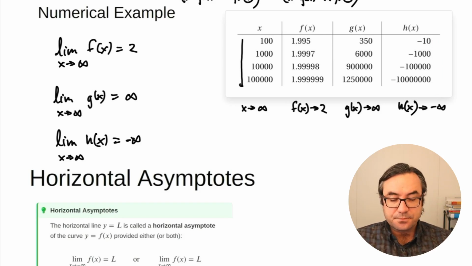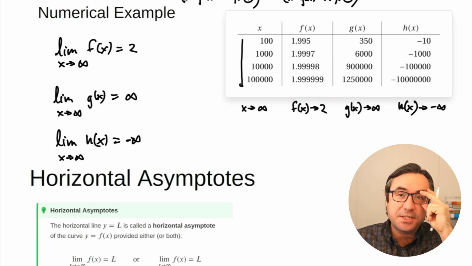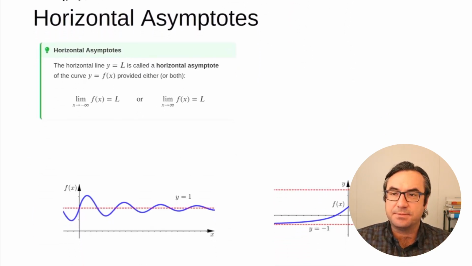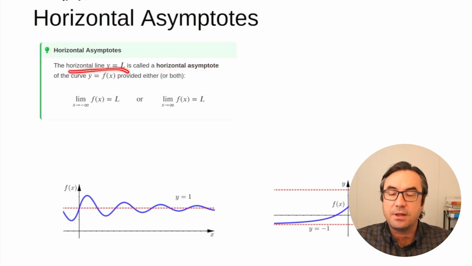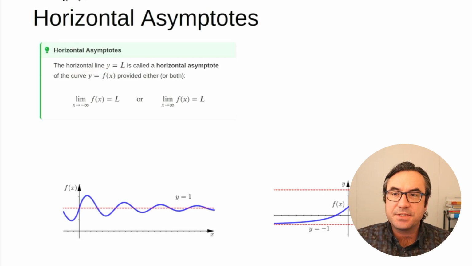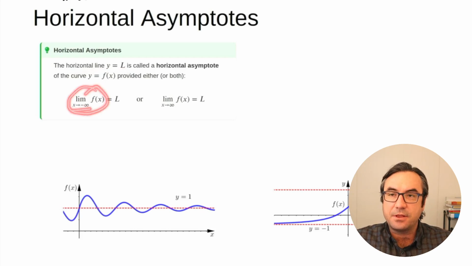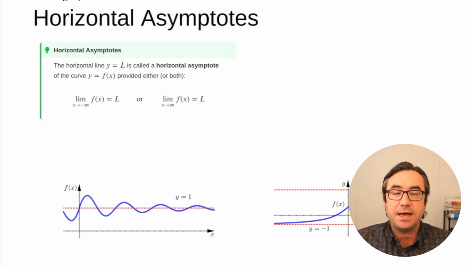And in this case, when a function approaches a specific number, something special happens to our graph. And that's called a horizontal asymptote. So a horizontal asymptote is a horizontal line, y equal to L. And this can happen if either the limit of our function, if we look at the left end, is equal to L, or the limit of our function as x approaches infinity is equal to L. So it can happen in either the left direction or the right direction, or both.